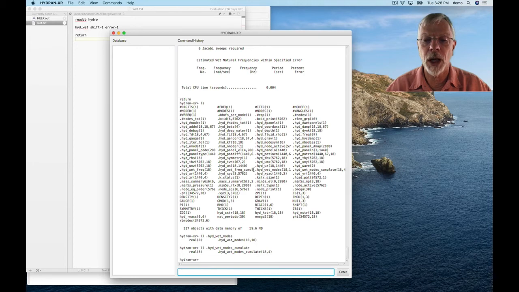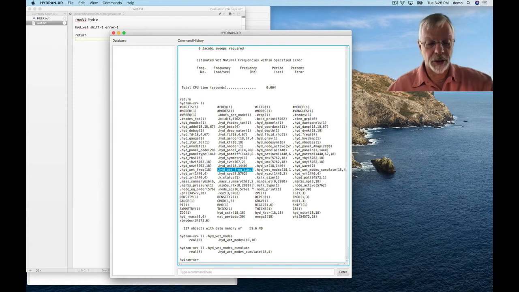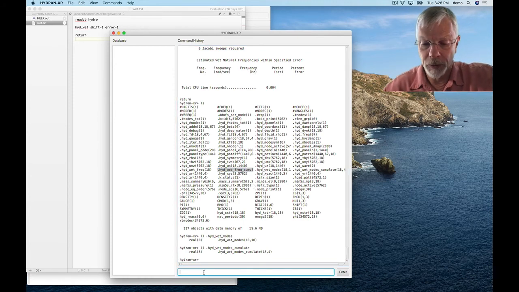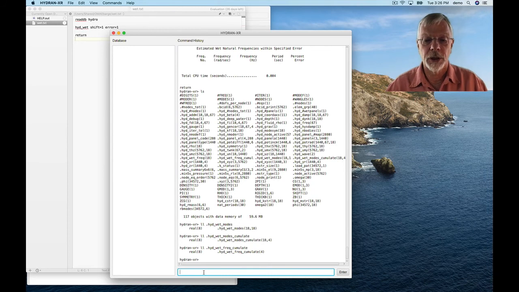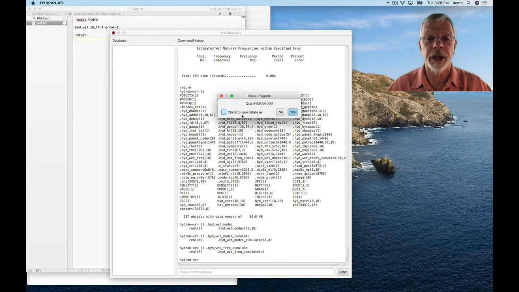Similarly, where is it here? Well, this is going to be cut off. But anyway, I can finish the name. How do you spell it? Accumulate, I guess. Okay, there we go. So there were 4, right? So this has accumulated these. All right, so that's it. This is an optional step if you want to investigate the wet natural periods and mode shapes.